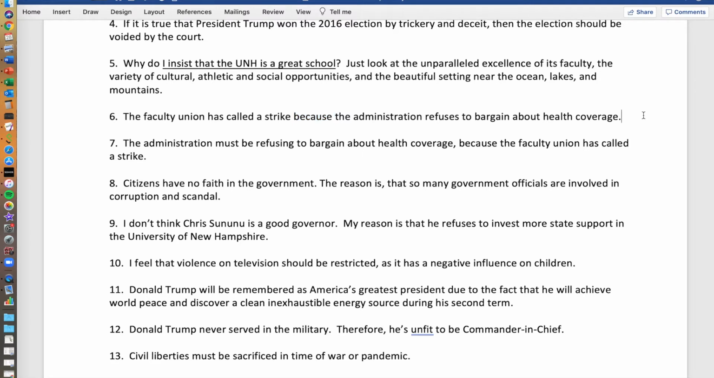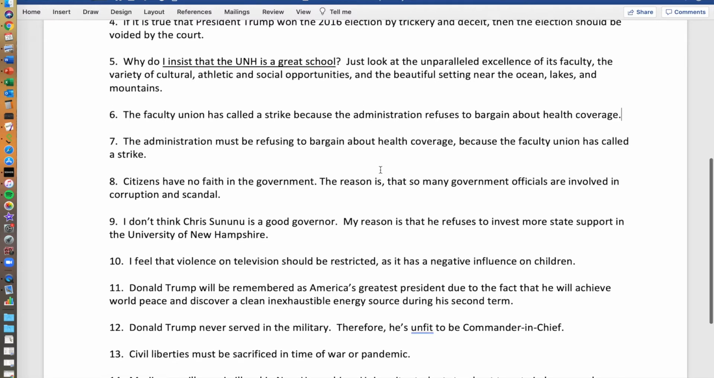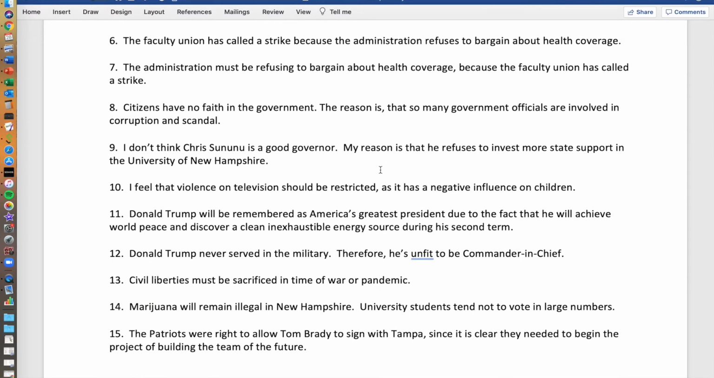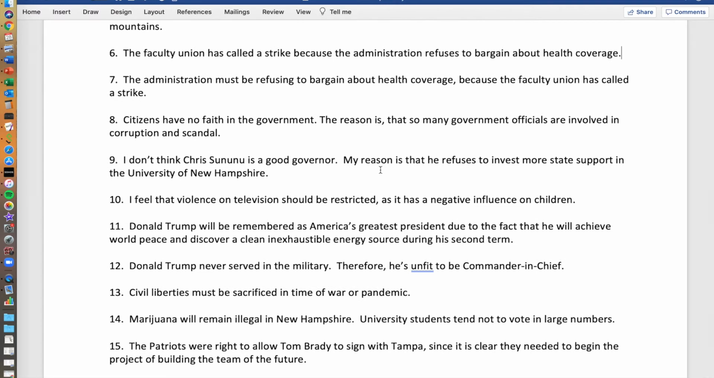It's not proving that the faculty union has called a strike. So it's not an argument. It's a simple single statement that offers a simple explanation for why the strike is going on. But contrast this with number 7, which says the administration must be refusing to bargain about health coverage because the faculty union has called a strike.